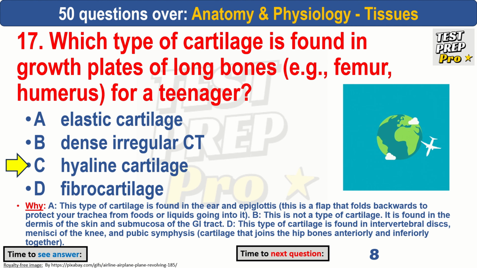The answer is hyaline cartilage. Elastic cartilage is found in the ear, especially the earlobes, and also the epiglottis, the flap that protects your trachea.